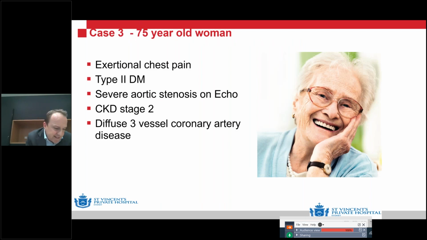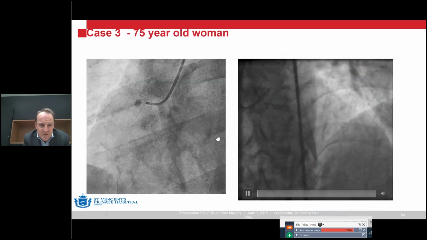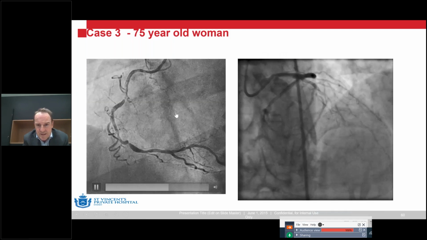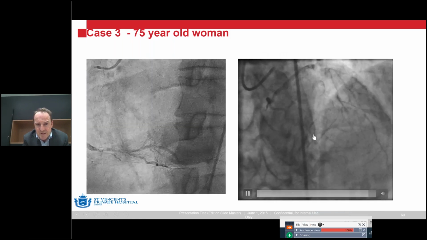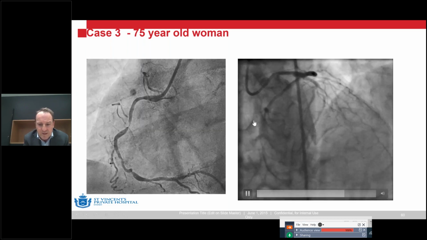I'm going to give you another case example. This is a 75-year-old woman with exertional chest pain. She's got type 2 diabetes and severe aortic stenosis on echo. She's got a little bit of kidney impairment and was found to have diffuse 3-vessel coronary artery disease on her angiogram. On the left-hand side is a picture of her right coronary artery with 2 or 3 severe stenoses. On the right-hand side, you can see she's got a severely diseased LAD and distal circumflex.